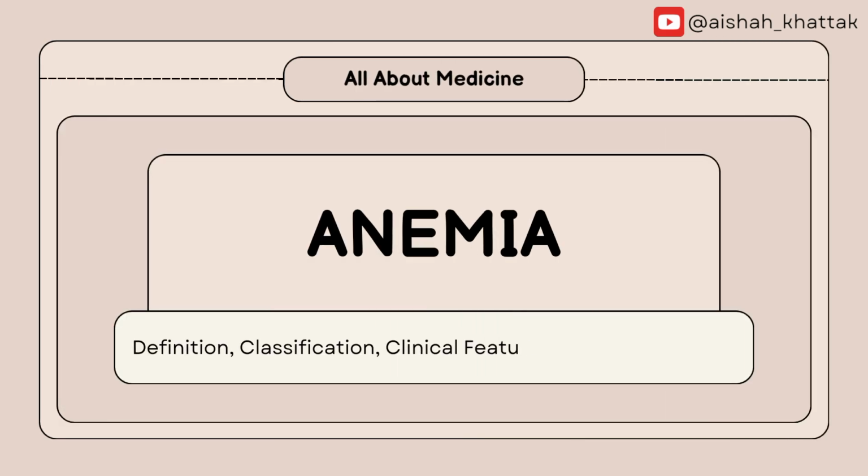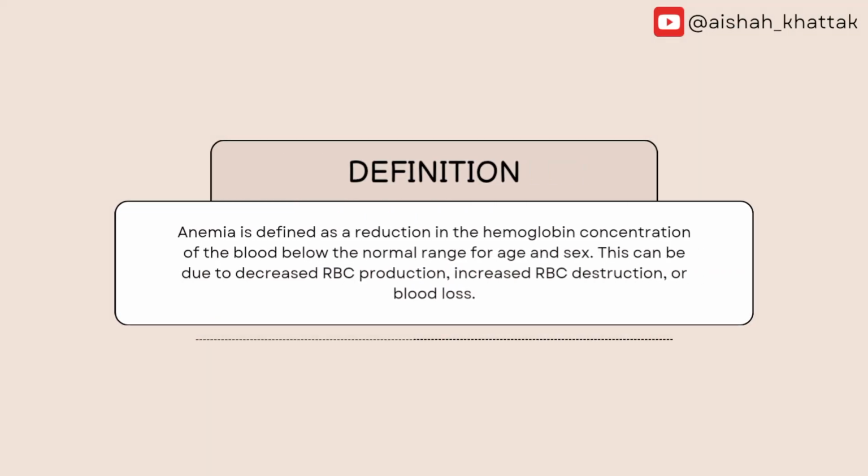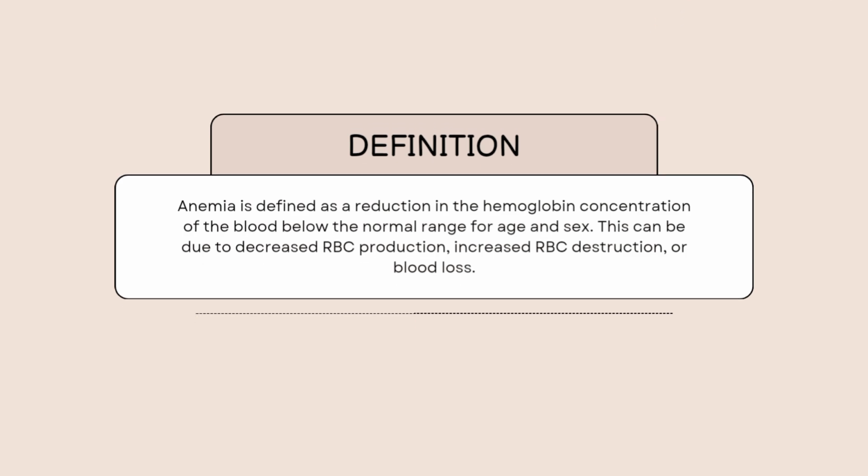Hello, let's learn about anemia, its definition, classification, clinical features and management. Anemia is defined as a reduction in the hemoglobin concentration of the blood below the normal range for age and sex. This can be due to decreased RBC production, increased RBC destruction, or blood loss.